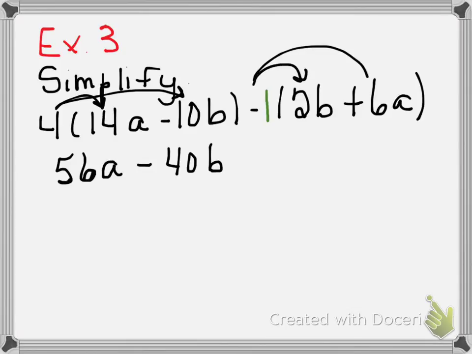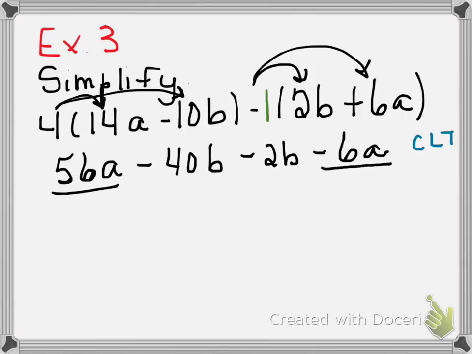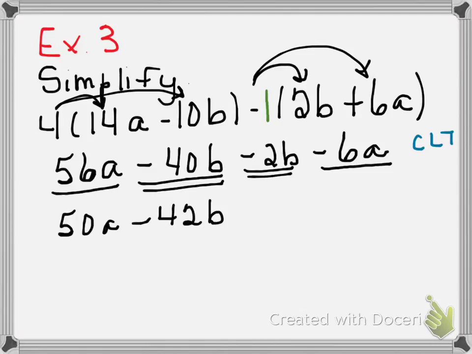But then we're going to take that and multiply. So if we think about that being negative 1 times positive 2b, it's negative 2b. Negative 1 times 6a is negative 6a. Here's where we combine like terms. 56a minus 6a, 50a, minus 40b, minus 2b, minus 42b. Okay. And so those are the notes that go with section 1-2.